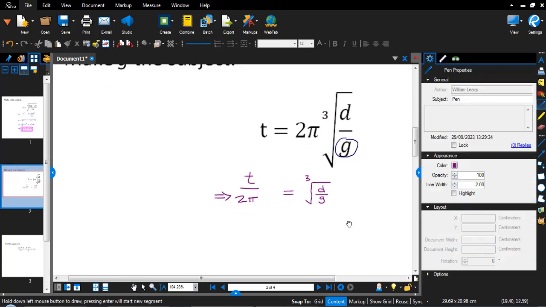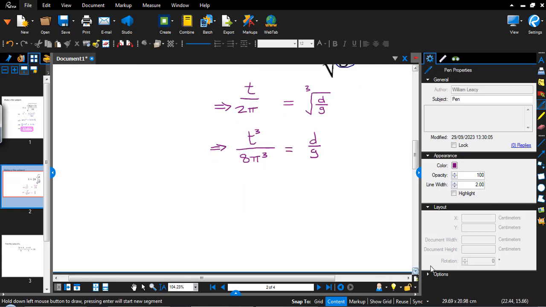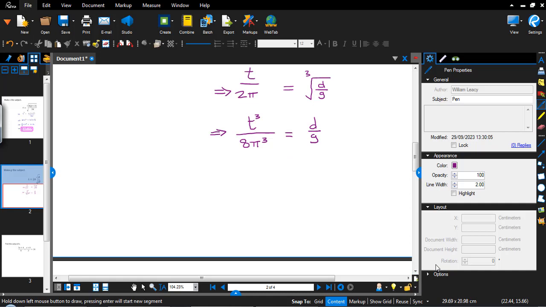Here we go. Right, now let's get rid of that cubed root. We don't like that. So we're going to cube both sides. So that implies t cubed. I'm going to cube the left hand side. T cubed. 2 cubed is 8. Pi cubed is pi cubed. So t cubed over 8 pi cubed equals d over g. Right, I will show you the trick since I'm very generous. There's 2 ways you can do this.